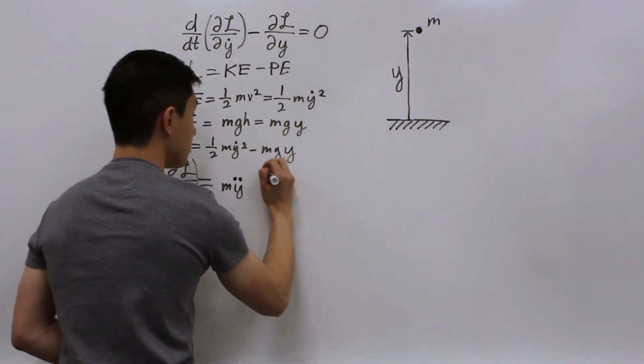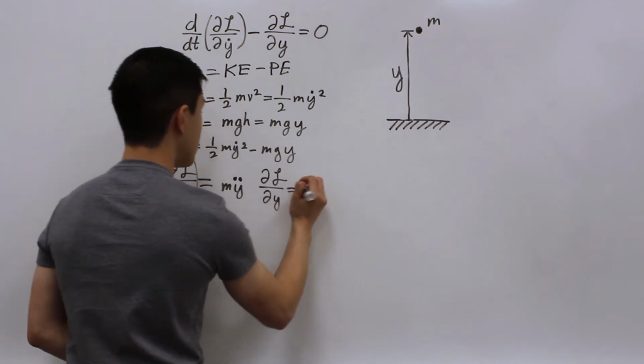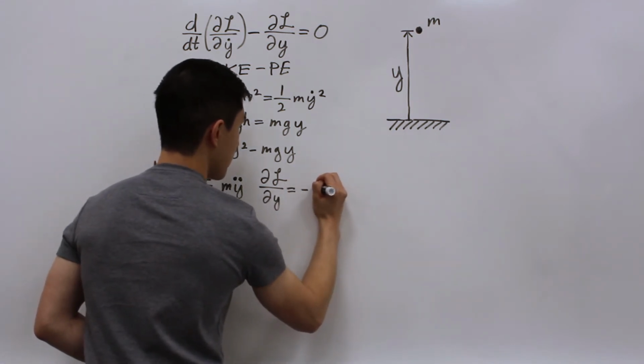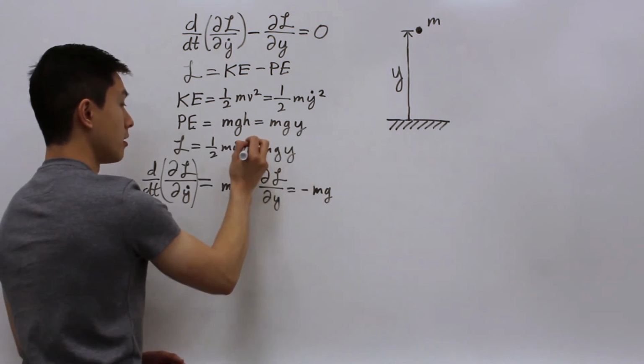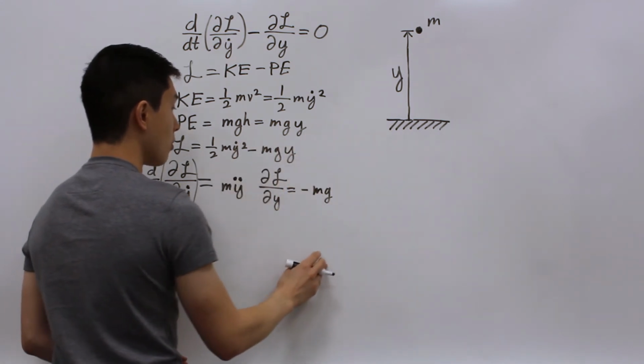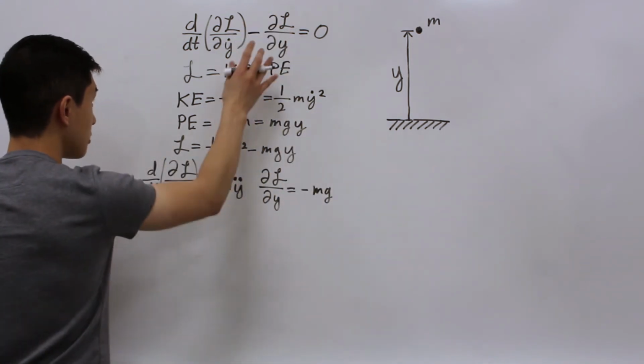To do the second term, the partial of the Lagrangian with respect to y is just going to be minus mg, as you can only find a derivative of the second term right here. And the y just turns into 1, and you're left with minus mg. We can put these two terms together into the Euler-Lagrange equation.